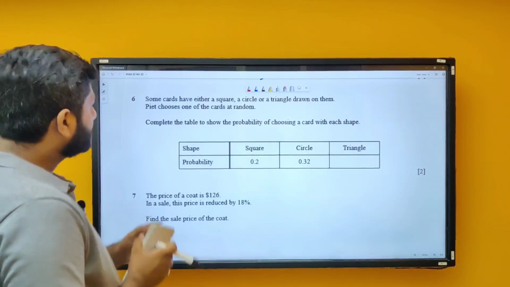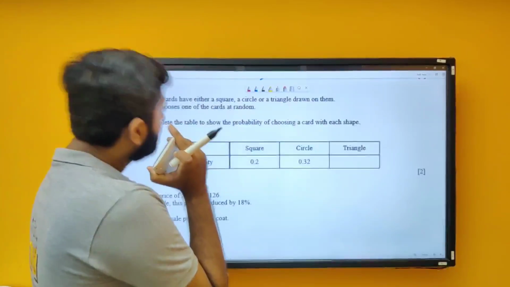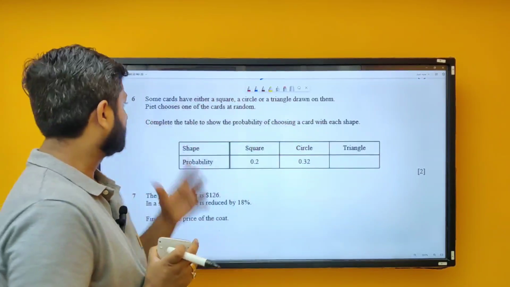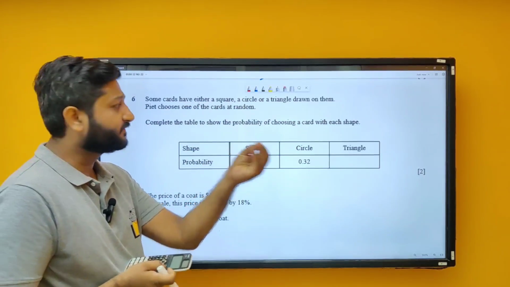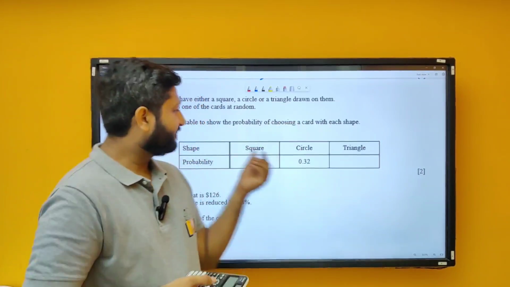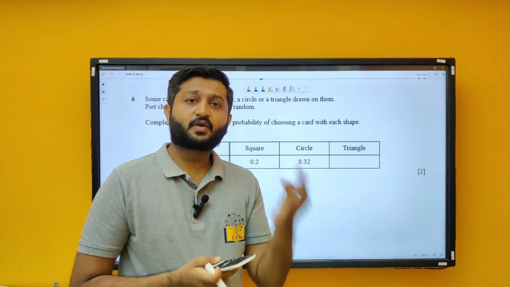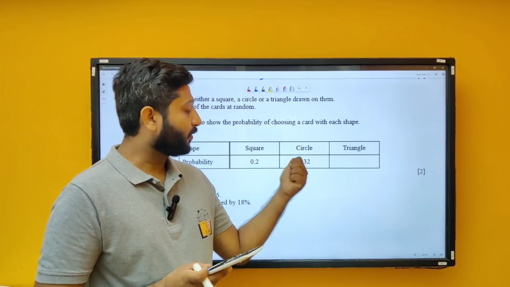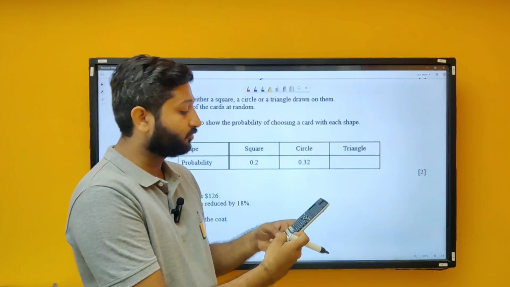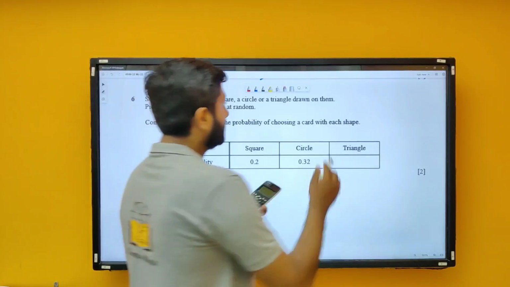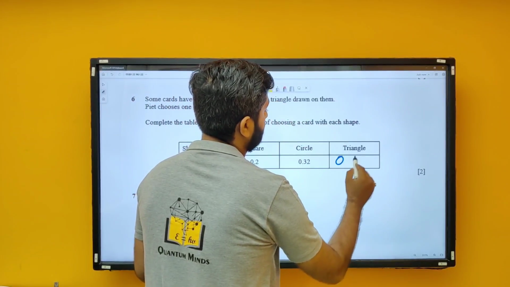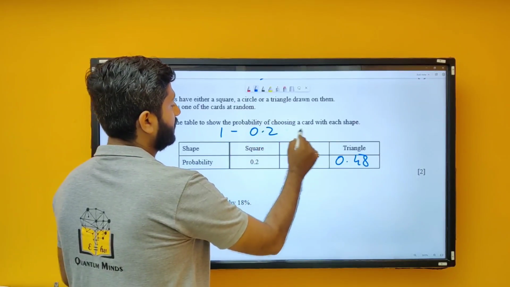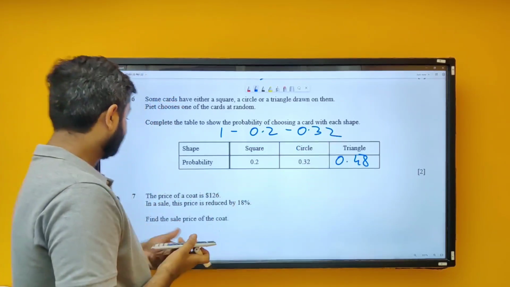Some cards have either a square, a circle or triangle drawn on them. Pete chooses one of the cards at random. Complete the table to show the probability of choosing a card with each shape. So I have 3 cards: square, circle or triangle. The total probability is obviously going to be 1. If the probability of square is 0.2 and circle is 0.32, then 1 minus 0.32 minus 0.2 will give me the probability of selecting triangle, which is 0.48.